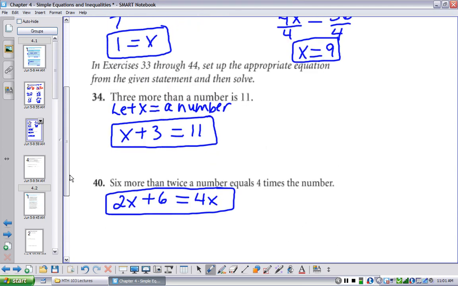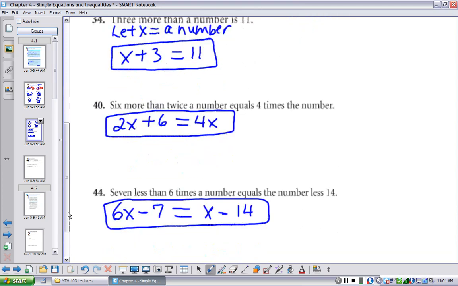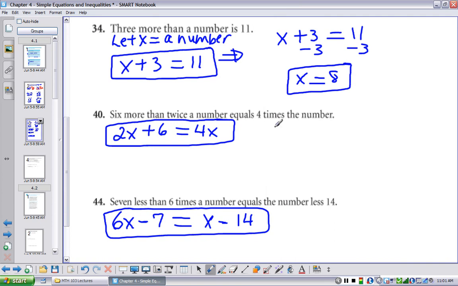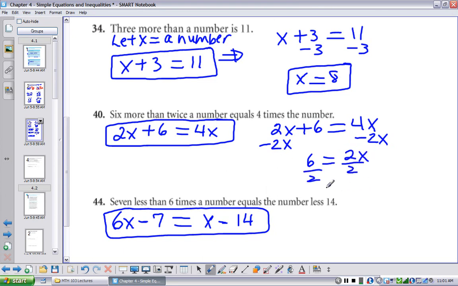So in these problems, we were also supposed to solve. So let's go back and solve. Here, x plus 3 equals 11. So we subtract 3 from both sides. x is 8. Here we have 2x plus 6 equals 4x. I'm going to go ahead and move 2x over by subtracting 2x. I have 6 equals 2x. Divide by 2. x equals 3.